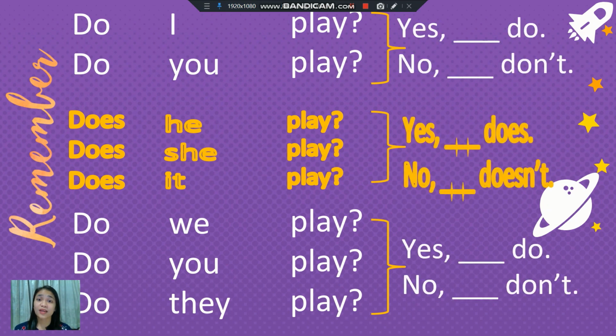So you're going to answer with short responses or short answers. You say yes, blank, do if positive, and no, blank, don't if negative. Another one, for does, you're going to say yes, blank, does if it is positive, and no, blank, doesn't if it is negative. And try to study this one. This is very helpful, especially when you're going to have your exam.